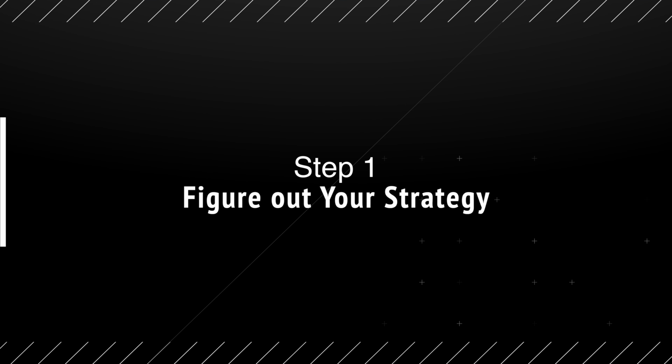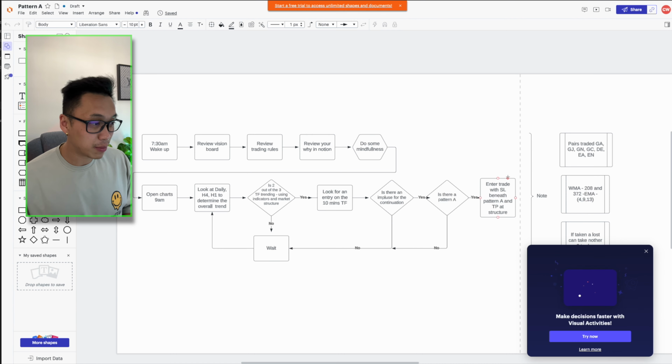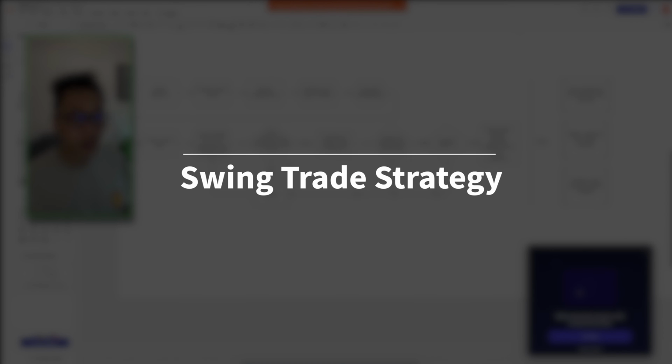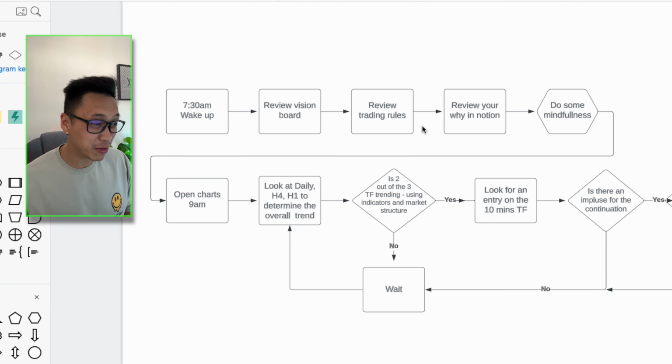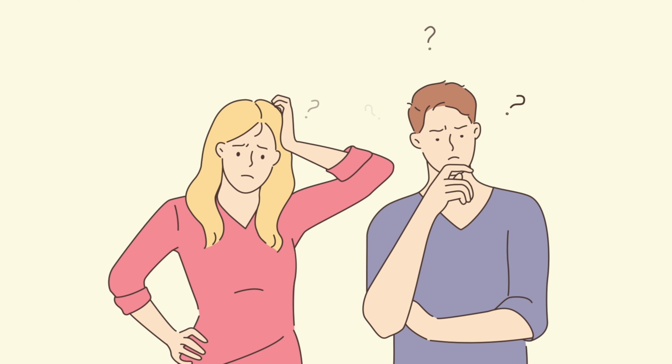So the first step is when you come into your trading, you really want to have a strategy figured out. Now, I've given one plenty of times, but here are a few that I have. So here is basically a swing trading strategy that I have. I have my wake up. So I wake up in the morning, I review my vision board, have my trading rules, review my why, my notions. You know, why am I doing this? Why do I want to be successful? Why do I want to get into trading? Why do I even want to make money?